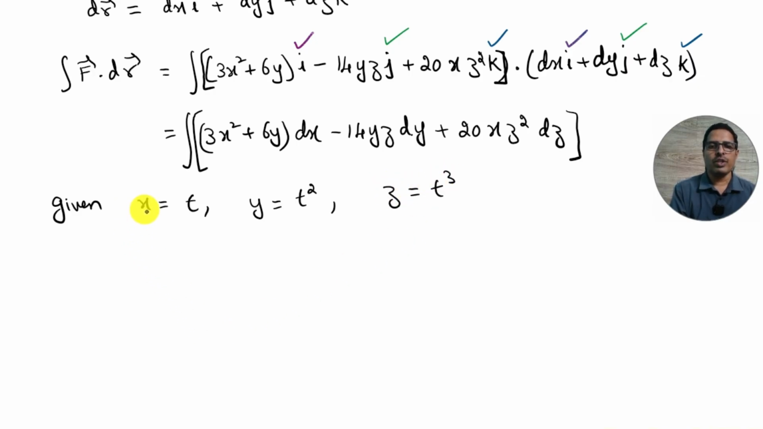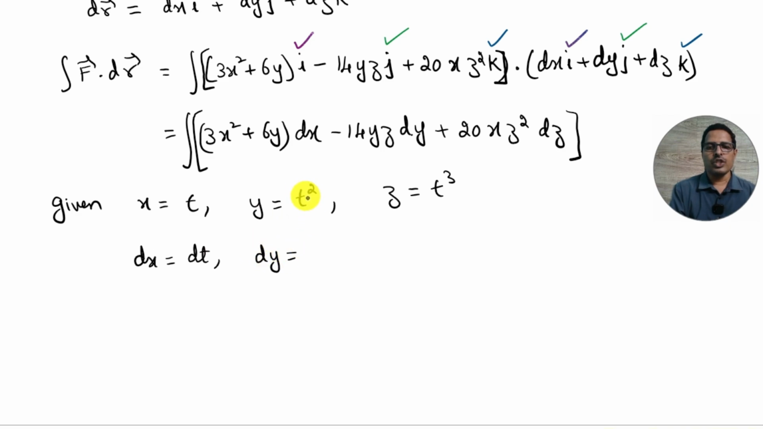Let us try to differentiate this one. Derivative of x will be dx is equal to derivative of t will be dt. Then derivative of y will be dy is equal to t square differentiation will be 2t into derivative of t will be dt. Then derivative of z will be dz. T cube differentiation will be 3t square into dt.